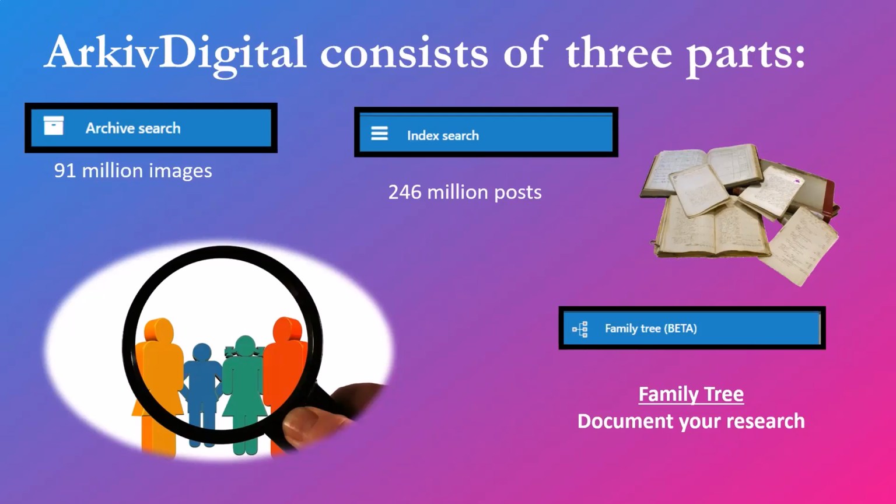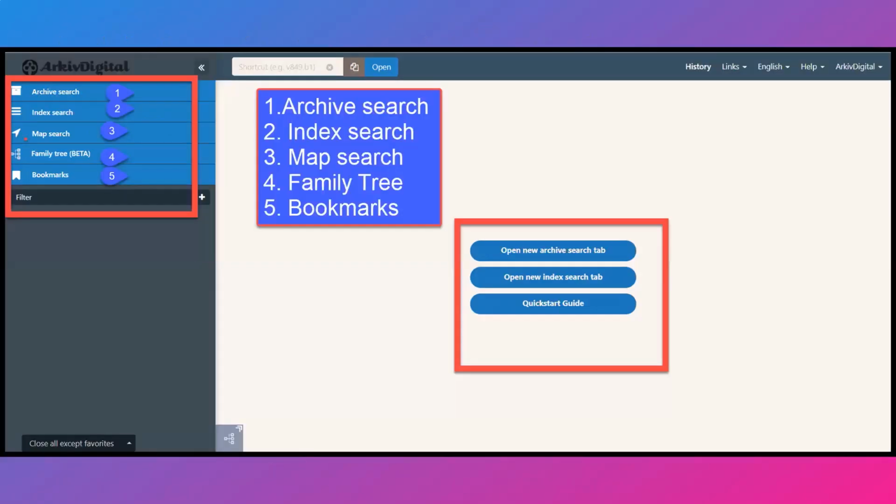And the way to do that is actually to index the records by name so that you can search by name. So now today we have 246 million searchable posts. And then we also have a family tree where you can document your research.